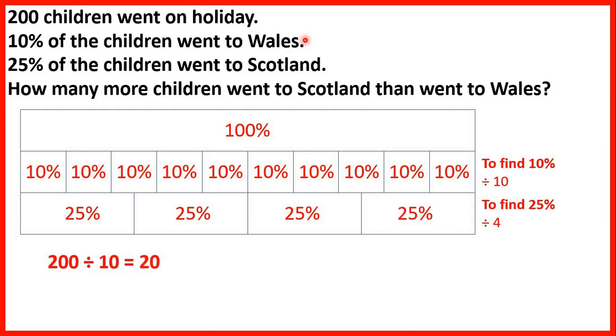So that means 20 children went to Wales, and to find the number who went to Scotland, we can divide 200 by 4, and that gives us 50, so 50 children went to Scotland. Now the question asks how many more, so we need to find the difference between 50 and 20, so we need to subtract, and 50 minus 20 is 30, so that means 30 more children went to Scotland than went to Wales.